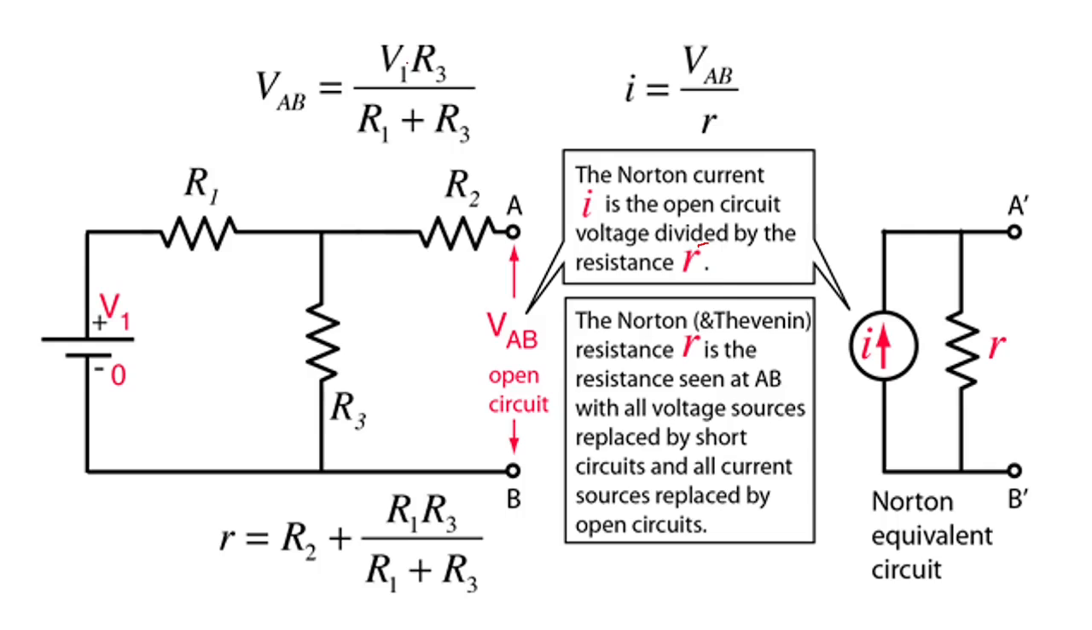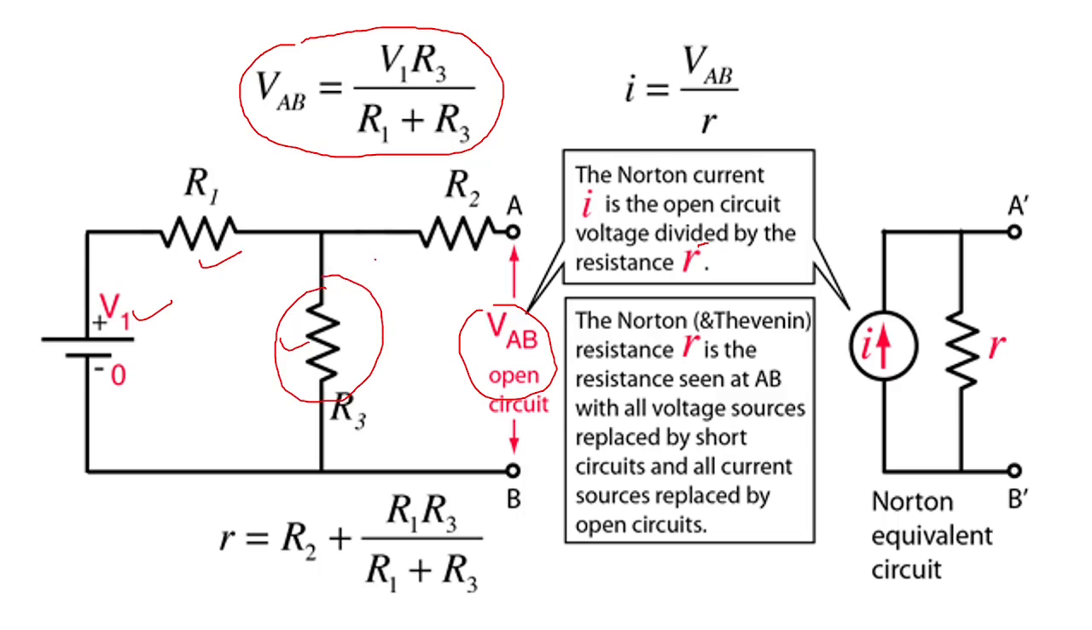So here you can see VAB is equal to V1 upon R1 plus R3, which is the current, multiplied by the resistance R3, which will give you the voltage. So the voltage across this is VAB, and that is what is shown here.